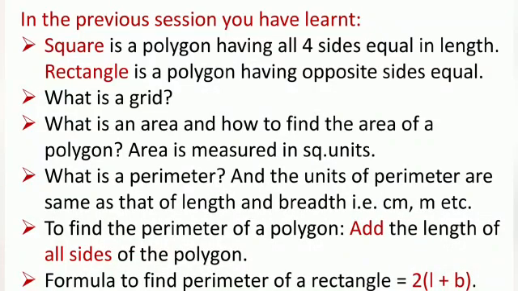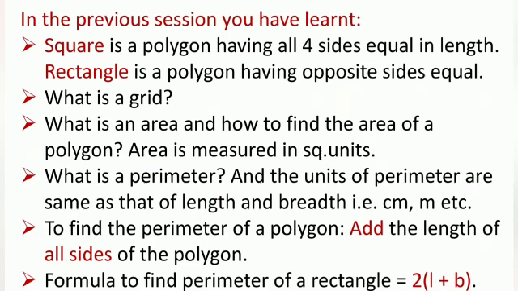Let us revise what we did in our previous session. You learned what is a square and what is a rectangle. A square is a four-sided polygon whose all four sides are equal. It is a regular polygon. A rectangle is also a four-sided polygon with opposite sides equal. It is an irregular polygon.